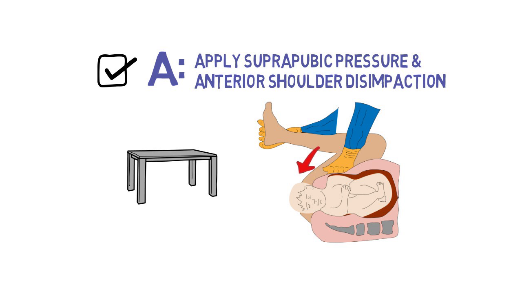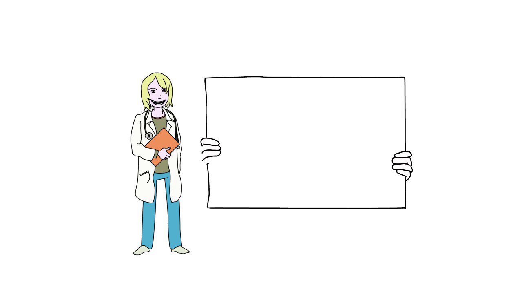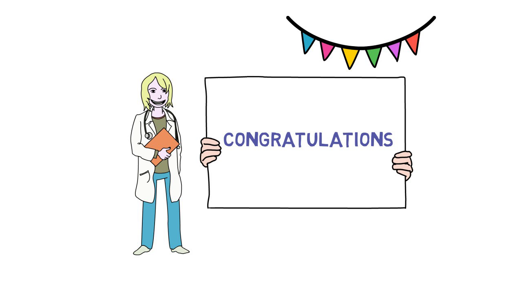Luckily, the combination of McRoberts and suprapubic pressure relieves the impaction of the anterior shoulder and the resident is able to deliver the baby. Congrats! You have helped deliver Sarah's baby by promptly diagnosing and managing shoulder dystocia with the help of the ALARMER acronym.